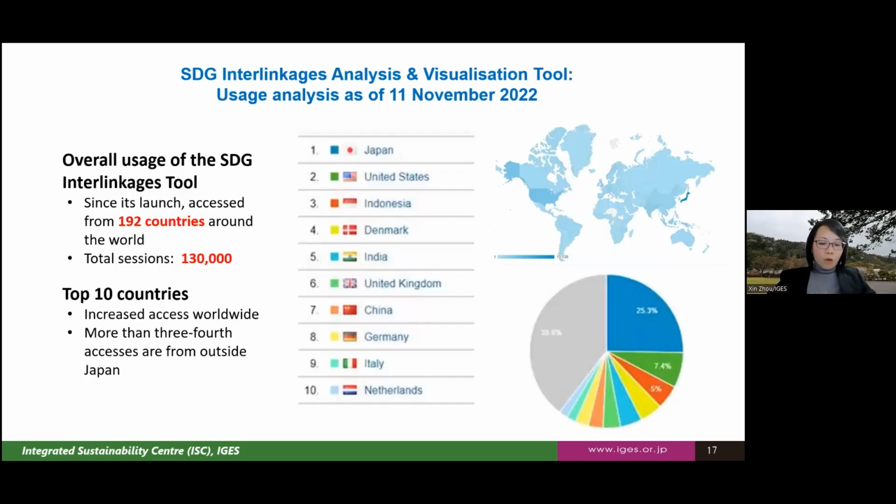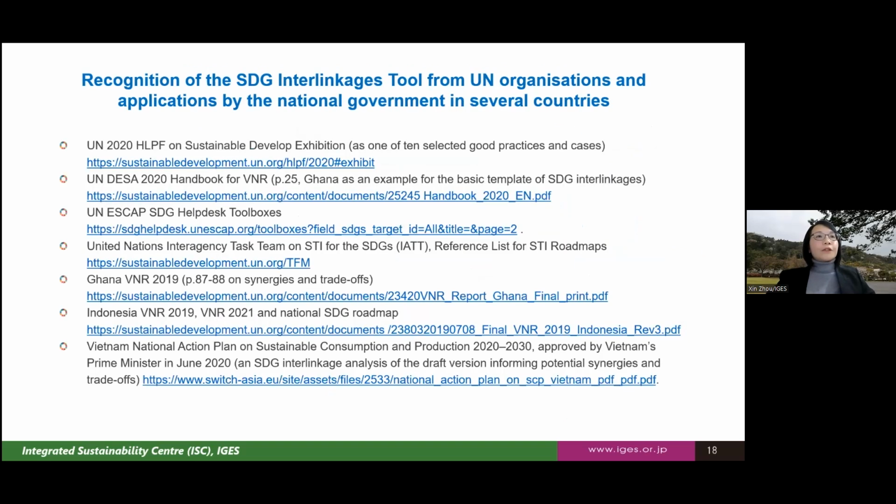Since the tool was launched in 2017, it has been accessed by more than 130,000 users from 192 countries. Top countries include Japan, the United States, Indonesia, Denmark, and India, among others. The tool has been used and received recognition from various UN and international organizations, as well as by national governments in several countries.